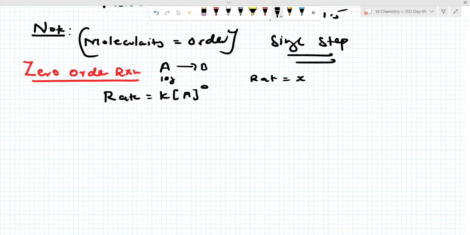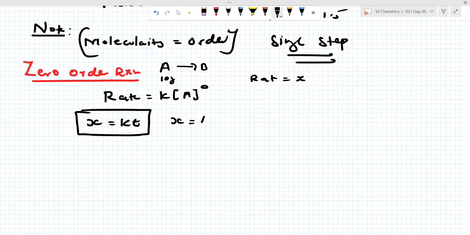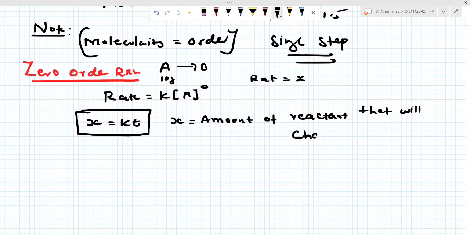Okay, now see, now what is the equation? This is very important, right? Please note, x equal to K into t is the equation. x equal to K into t. Now what is the x? The amount of reactant that will change into product. Okay.